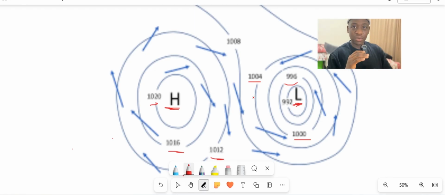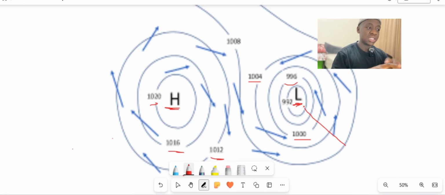104, 104, 1000, and 996, 992. So they are decreasing by 4. Yes. And they're decreasing towards the middle. From here to here is towards the middle.